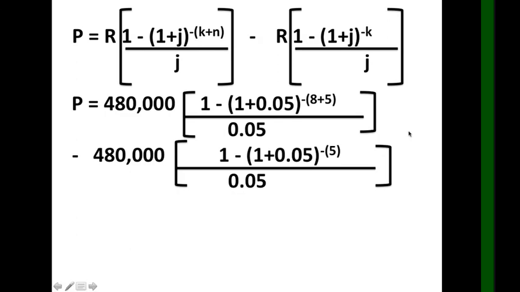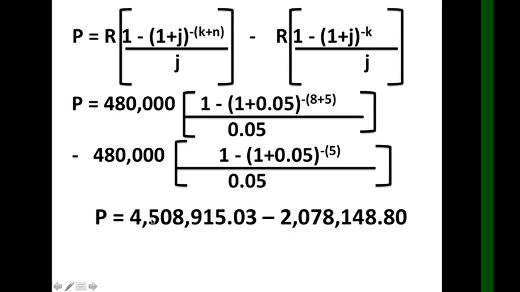Now, first, on your calculator, are you only using a cellphone? No problem. Just follow me. 1 minus open parenthesis, 1 plus 0.05, close parenthesis, raised to negative, open parenthesis, 8 plus 5, close parenthesis, and click equals. Your answer will be divided by 0.05, click equals. Multiply your answer by 480,000, click equals. So you will get 4,508,915.03. Round off your answer to the nearest hundredths or 2 decimal places.